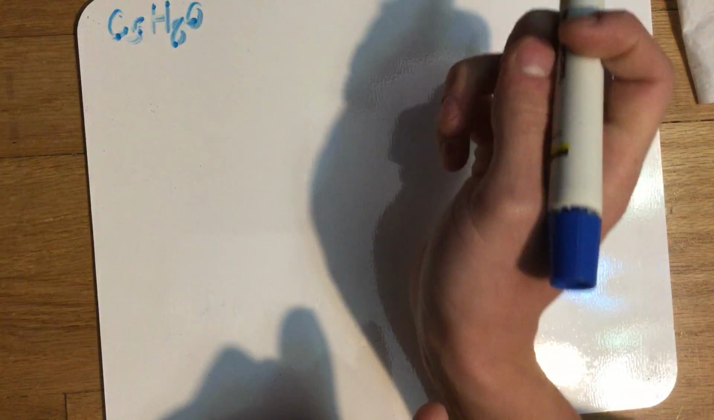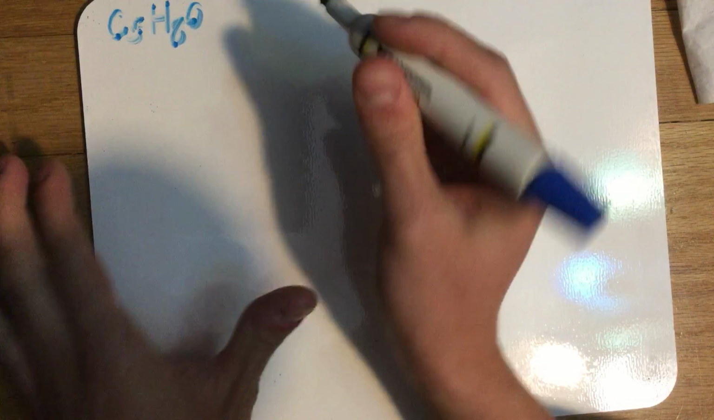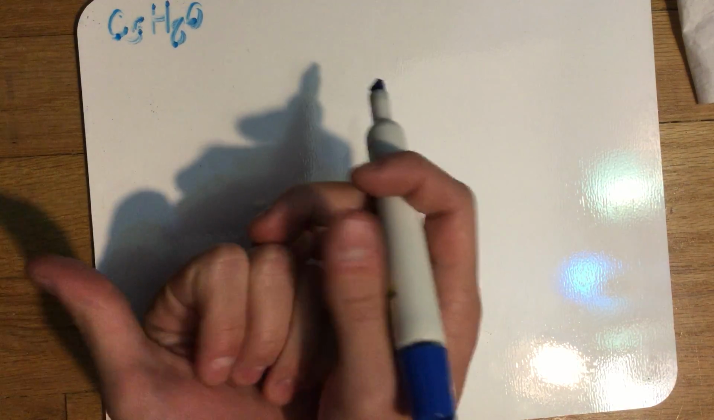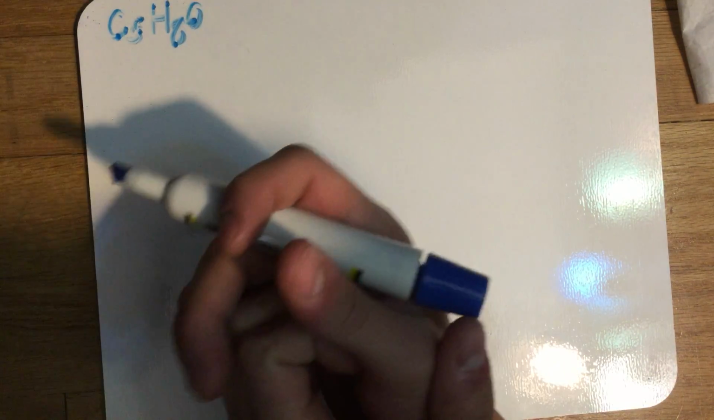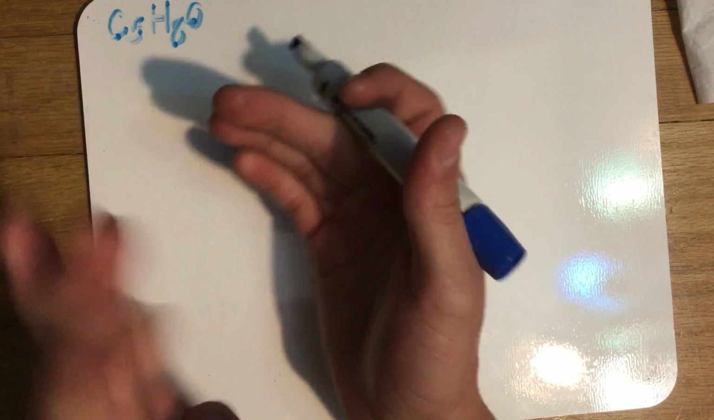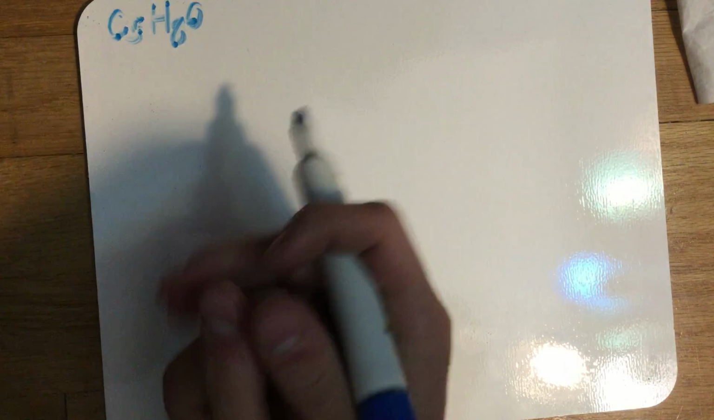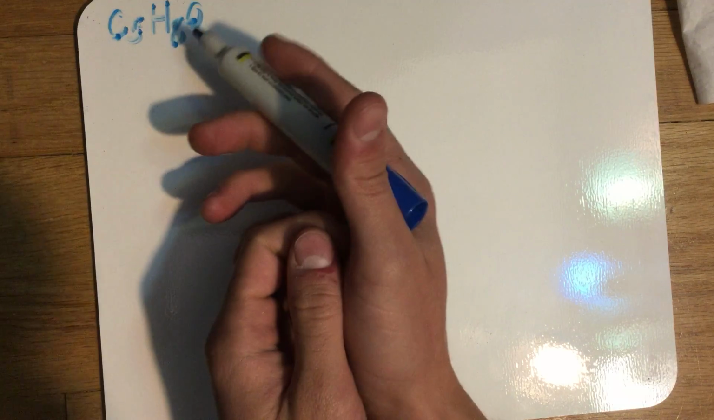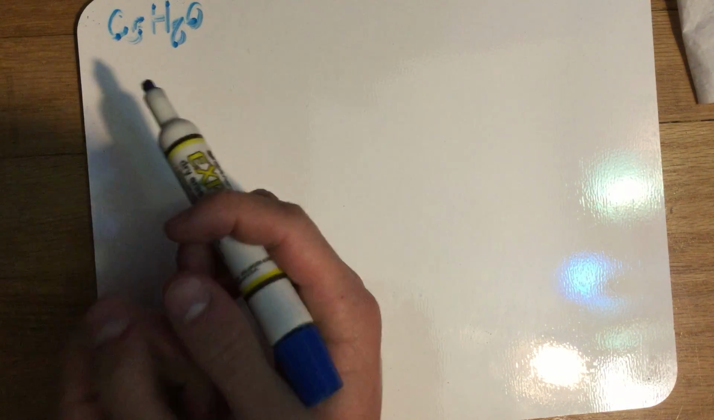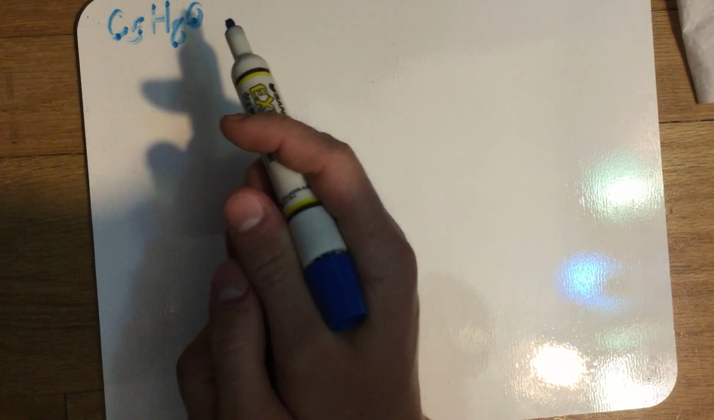Okay, so what we're first going to do is look at the elements. One thing that we know about carbon is that it likes to bond and make 4 bonds. And then looking at hydrogen, we know that hydrogen only makes 1 bond. And then next we look at oxygen, and oxygen likes to form 2 bonds.